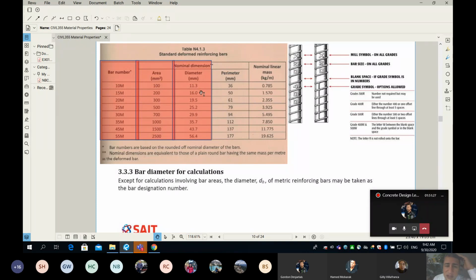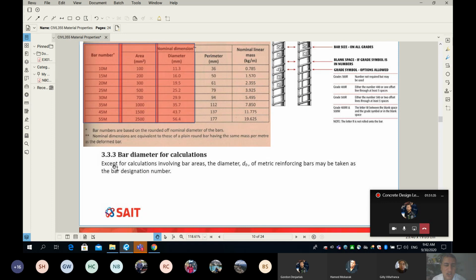Jelly, it looks like what you're saying is true, and for sure, because that's the actual diameter. But the code is saying something else. So the code here, read this statement, which is a snapshot from the code. It says bar diameter for calculations. So the code is trying to give you some help, except for calculation involving bar areas. So if you're estimating the bar area, which is already there, you don't have to estimate it, then the bar diameter D sub B of metric reinforcing bar may, and look at this word, may, very important, may be taken as the bar designation.